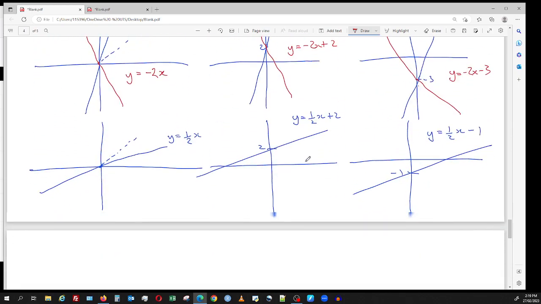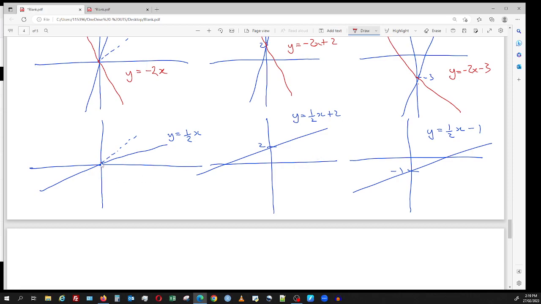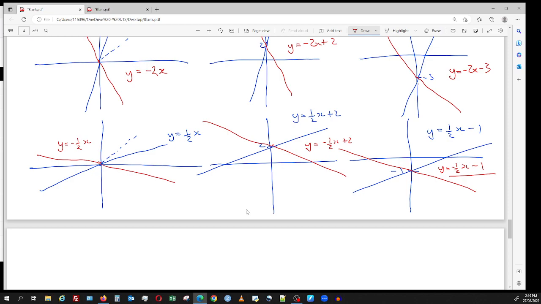Very, very interesting. For this one here, half, and so y is equal to negative, change of direction. For this one here, half, so y is equal to -half x plus 2. And for this one here, y is equal to -1/2 x minus 1. So we've got lots and lots of different ideas here.